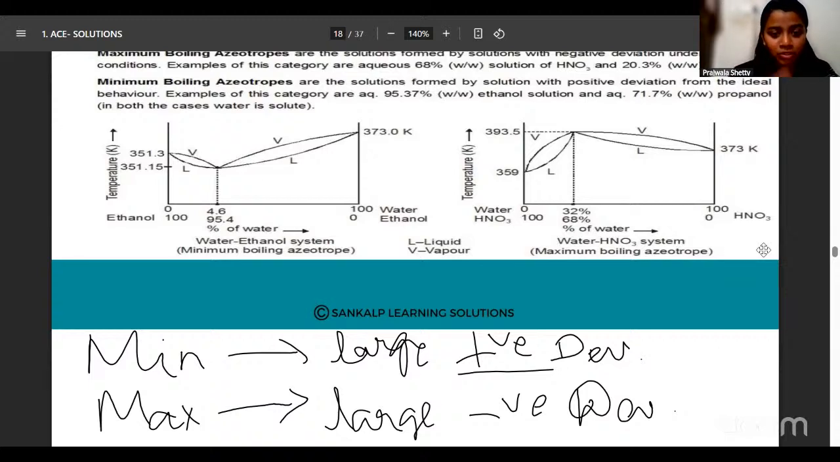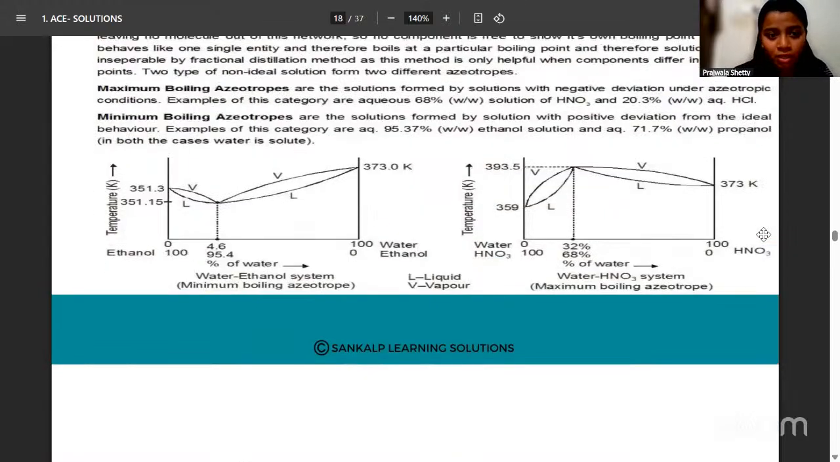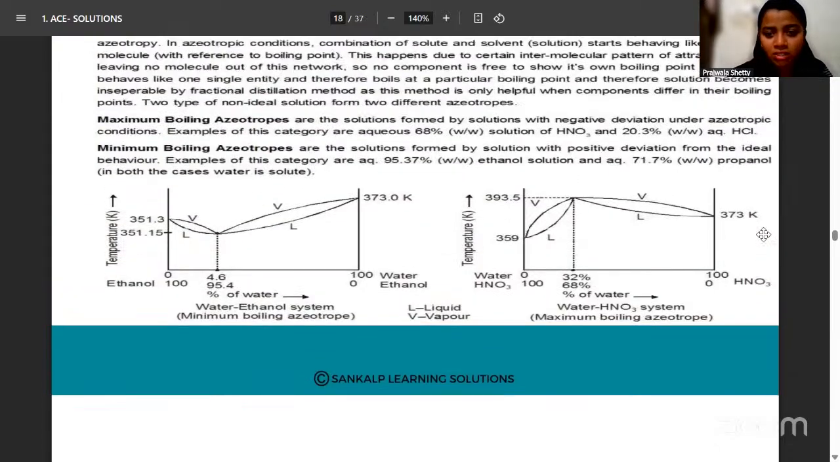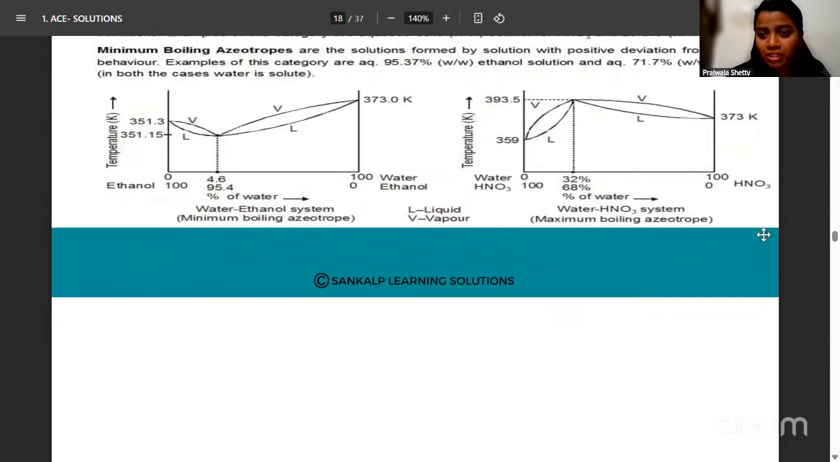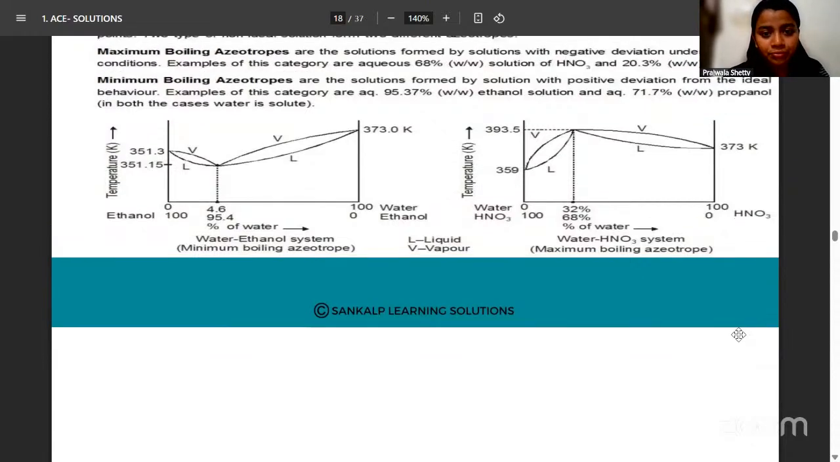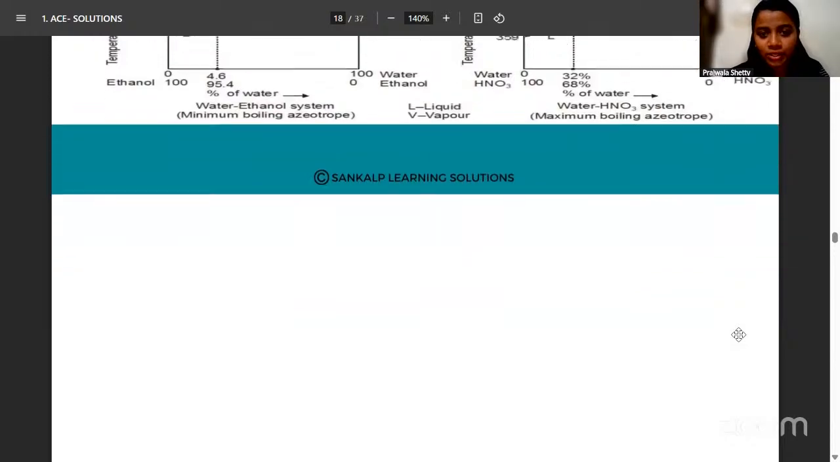And the examples are shown above. Just remember what maximum boiling azeotropes are, and then quickly let's move on to other things. For now, this much is enough to remember. And look into these graphs once. Please take a screenshot and keep it, and analyze it, okay?